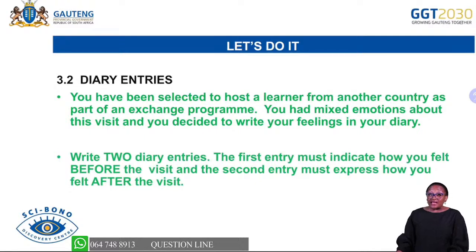2 entries. The length thereof still between 80 and 100. Remember, you don't have to say the first entry is going to be 100, the second entry also 100. No. Both entries, the length thereof must be between 80 and 100. What else do you need to include there when you do your brainstorming? The format, yeah. A day or the date must be included for both entries.